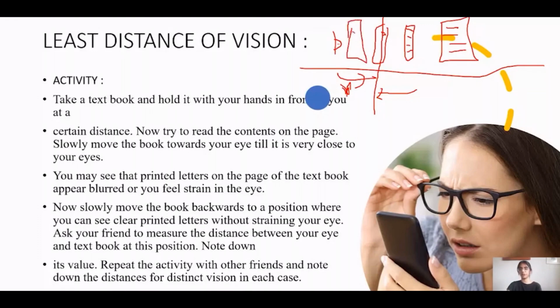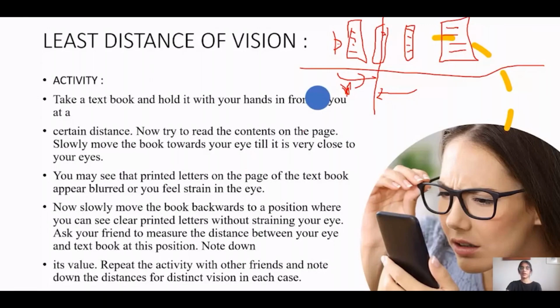If you keep the book here, then this will appear blurry. And that is what is least distance of vision. It is something you have to keep in mind again, because we would be using it in our later calculations.